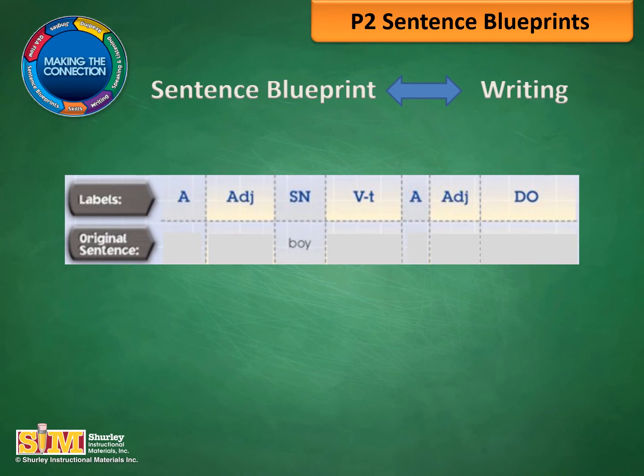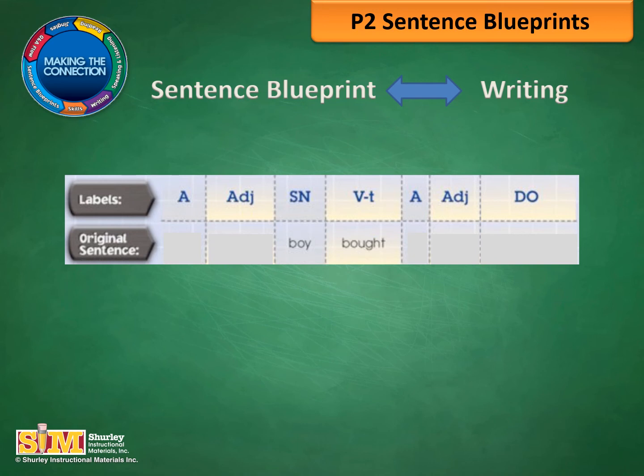After writing their word choice beneath the subject noun label, the student will ask the verb question, what is being said about boy, to determine their verb. Of course, they must make sure that the verb is a transitive verb so that it will transfer action from the subject to the direct object. This student chose the verb bought, and they wrote it beneath the verb transitive label.